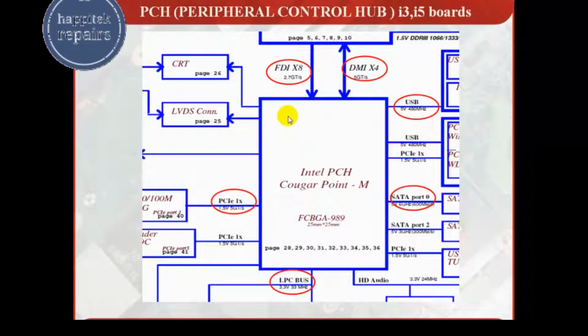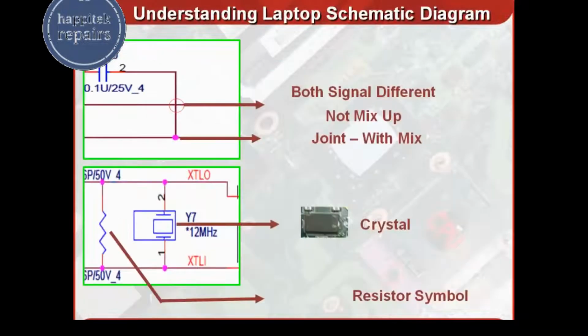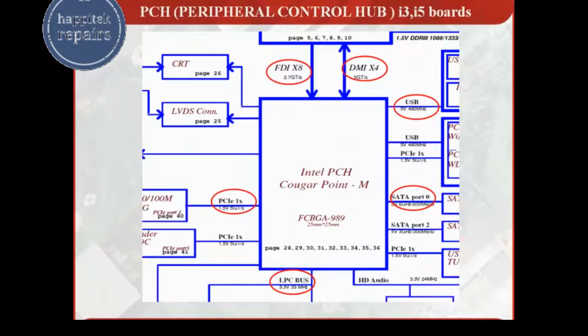The ICs will be like this, PCH, and all the connectivities are there. You can see the connectivity, that is FDI. These are the connection details: DMI, USB, SATA, LPC, PCI X1, PCI X2, PCI X16. We will see these connections step by step afterwards.